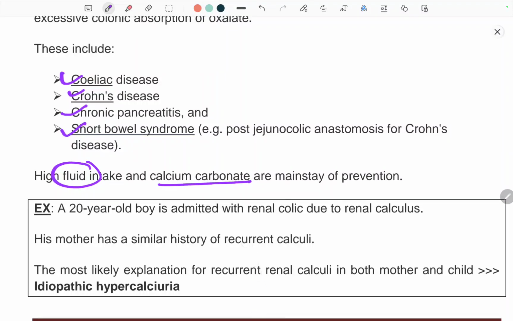A 20-year-old boy is admitted with renal colic due to renal calculus. His mother has a similar history of renal calculi. The most likely explanation for recurrent renal calculi in both mother and child is idiopathic hypercalciuria.